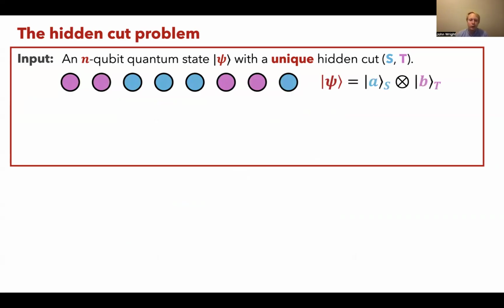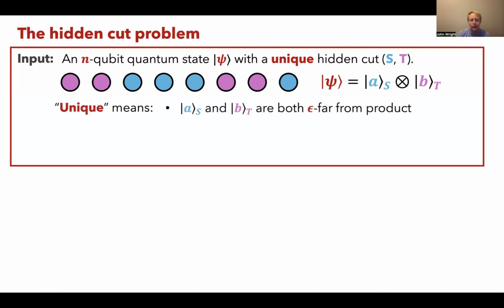Okay, so pictorially, your state looks something like this. Some of the qubits are purple, some of them are blue. The purple ones are the t qubits, the blue ones are the s qubits, and you're a product state across s and t. Now, what does it mean to have a unique hidden cut? Well, there are two different ways that we can view this, and these are equivalent definitions.